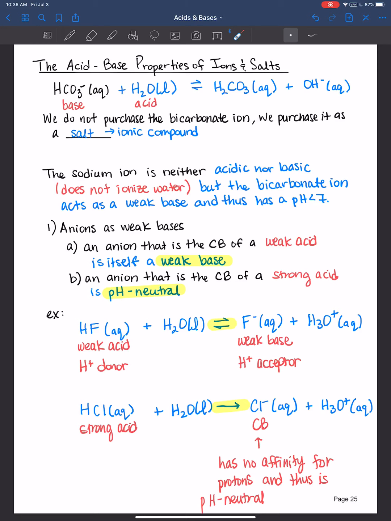All right, so in review, an anion that is the conjugate base of a weak acid is itself a weak base. And an anion that is the conjugate base of a strong acid is itself pH neutral.